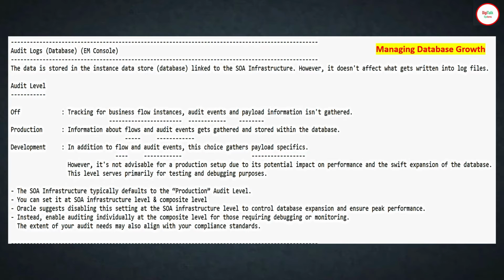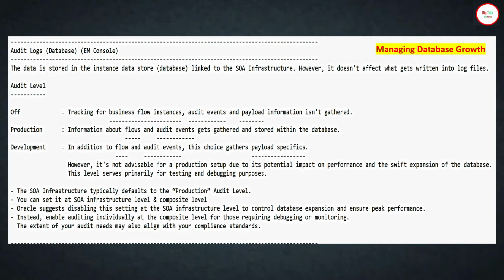Now this is a screenshot that we have discussed in the logging session as well. We have different kinds of logs in SOA, and specifically when we talk about the audit logs, which are stored in the database, we have different audit levels that we can enable depending on our requirement. We have 3 audit levels that we discussed in that session: a production mode of audit level, a development mode, and there could be an off option as well.